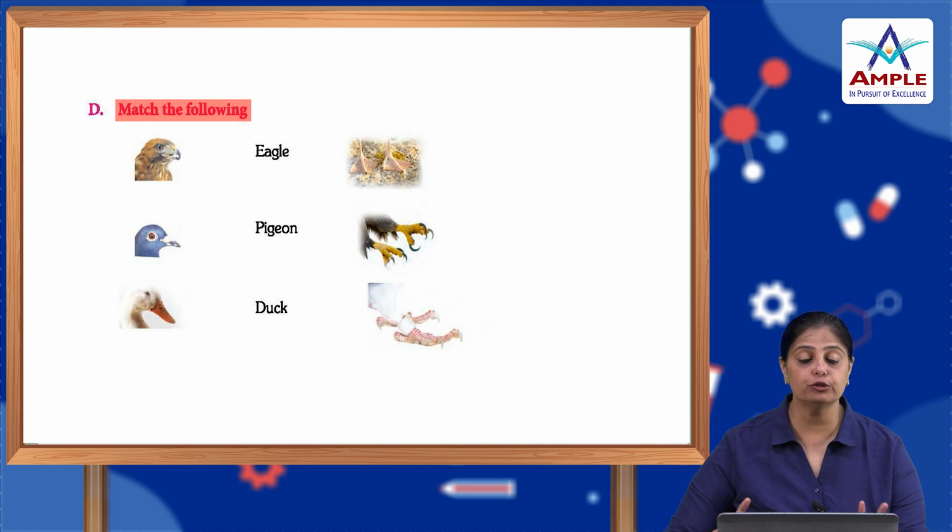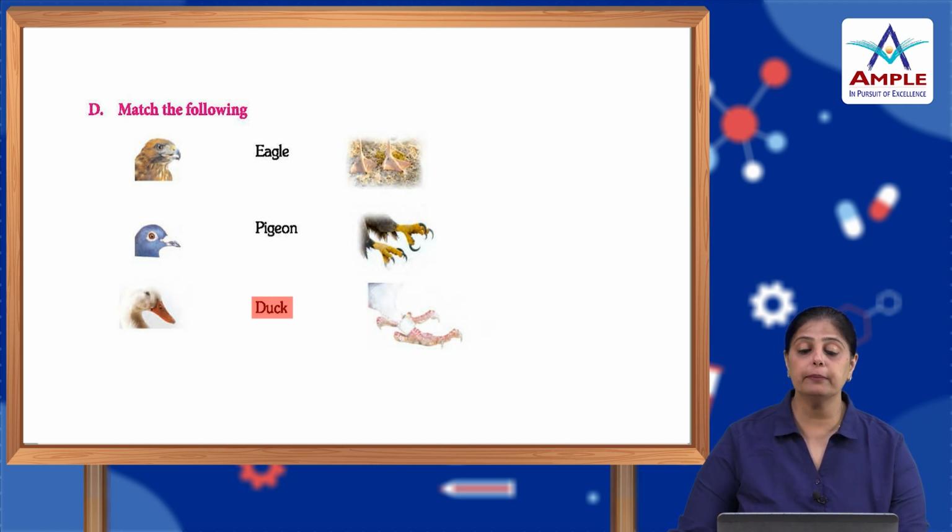Alright. Now, match the following. Okay. So, you have to match the claws and beaks of eagle, pigeon and duck. Alright. So, this is the exercise that you have to do. Name the following birds. Okay. So, here let us do this first. Okay. Eagle. So, eagle is the first picture. Now, you have to match the claws. It is the second one. Okay. Pigeon. So, the pigeon has the third type of claws and duck has the first one which is the webbed feet.